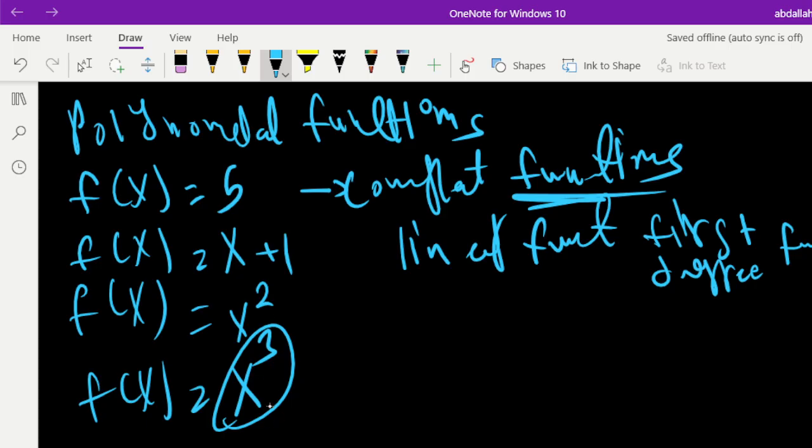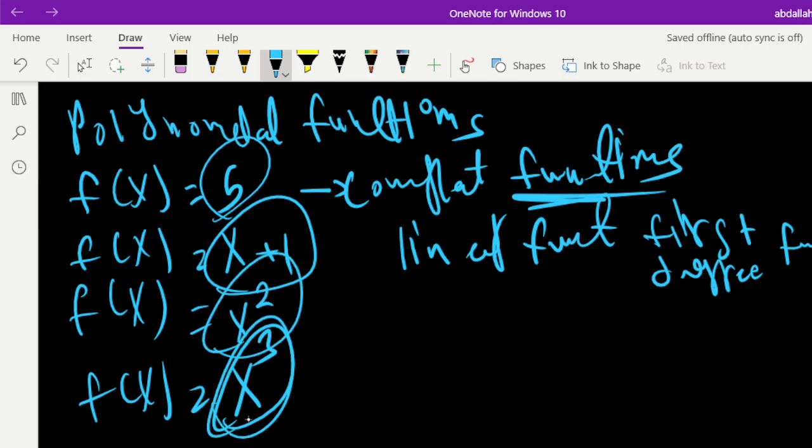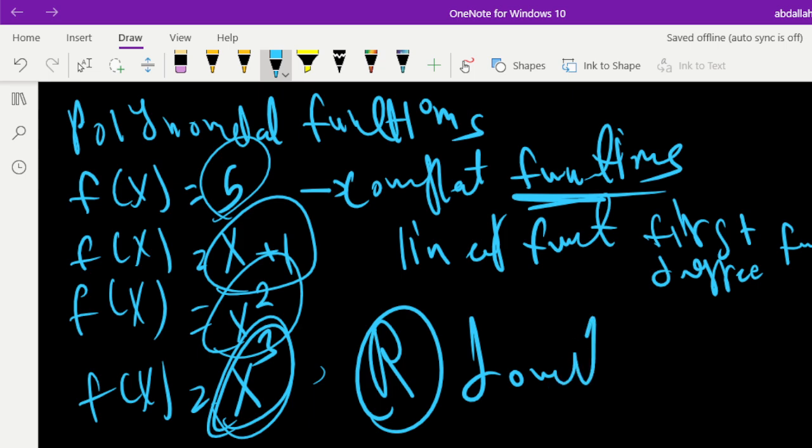And this is also a polynomial function. So you know polynomial functions have different types: constant, linear, quadratic, and cubic functions. But in today's lesson we're going to talk about linear function. I mentioned these types of function to say polynomial functions have real numbers as domain.